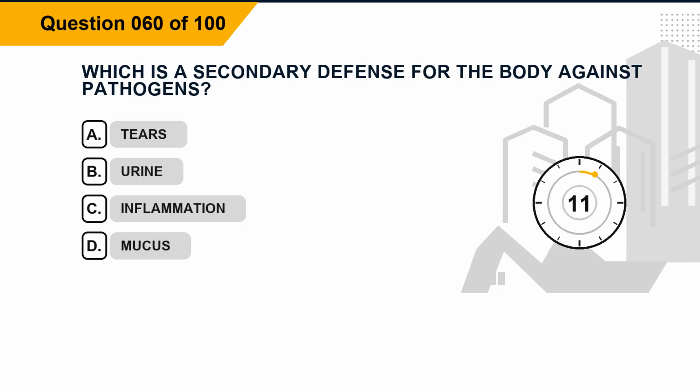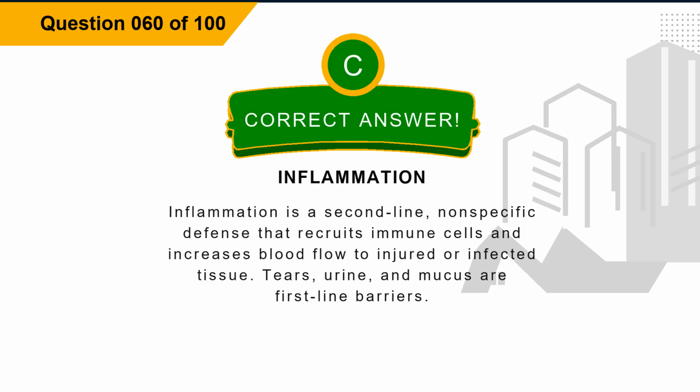Question 60. Which is a secondary defense for the body against pathogens? Option A, tears. Option B, urine. Option C, inflammation. Option D, mucus. The correct answer is option C, inflammation. Explanation. Inflammation is a second-line, non-specific defense that recruits immune cells and increases blood flow to injured or infected tissue. Tears, urine, and mucus are first-line barriers.